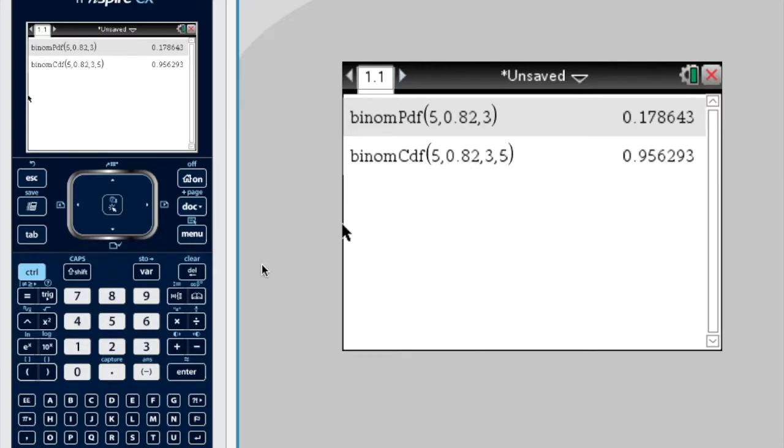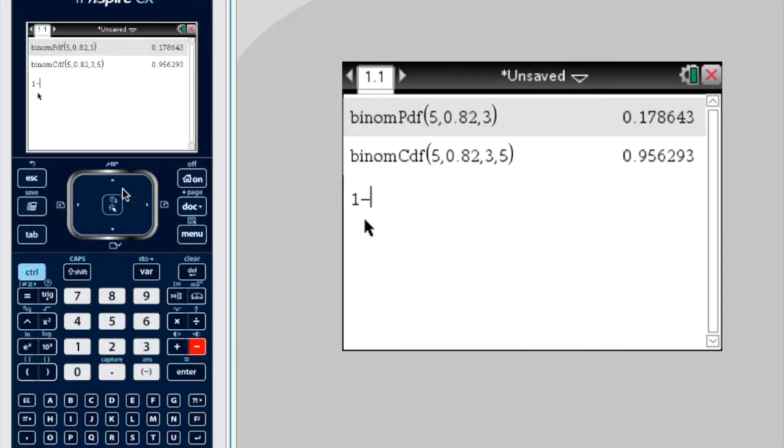Okay, so now we want to find the probability that she wins less than 3. Now, less than 3 is the complement of the one we just did, which is 3 or more. So when something is a complement of something, we can subtract the probability from 1. So we can press 1 minus.